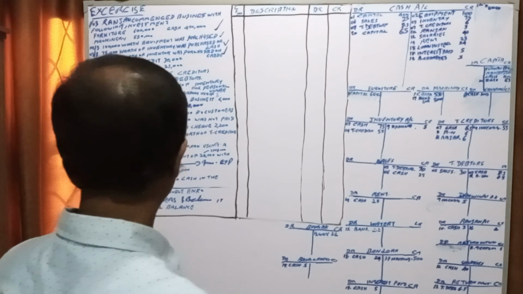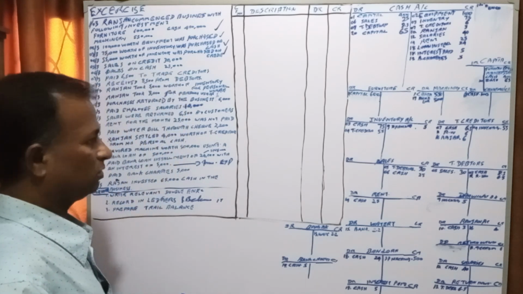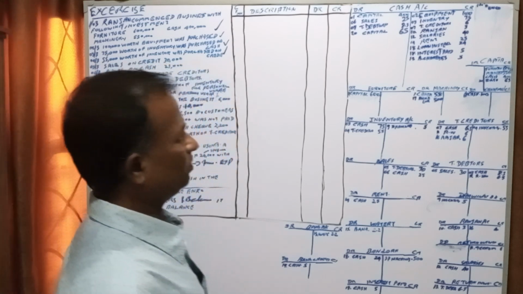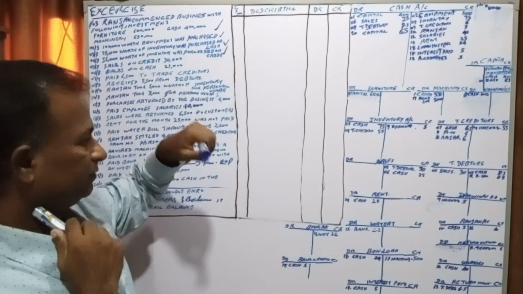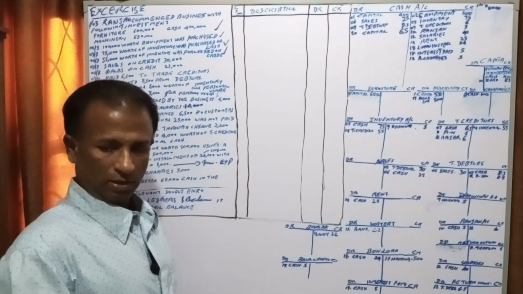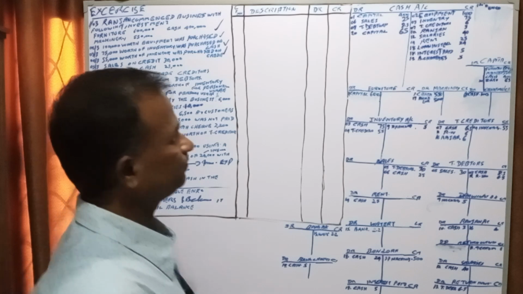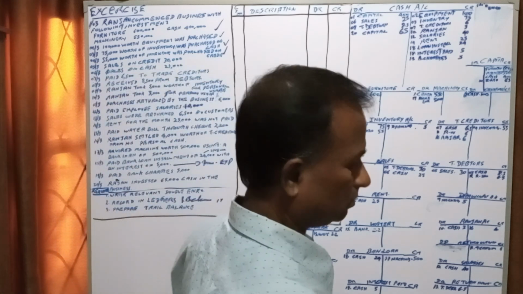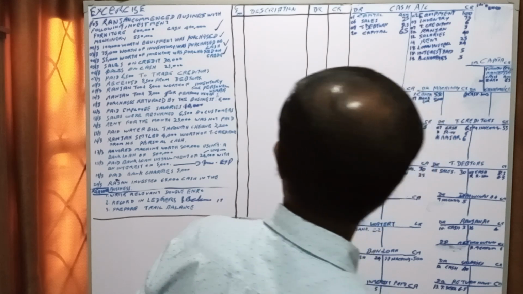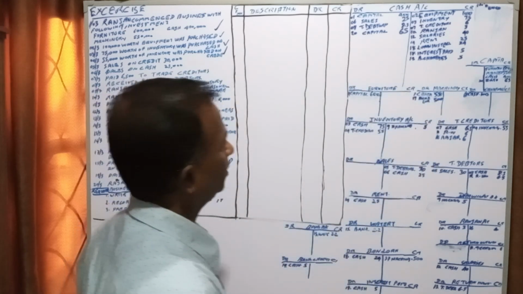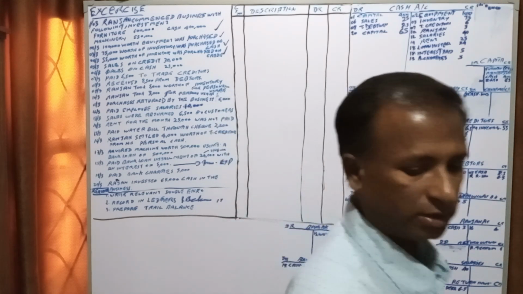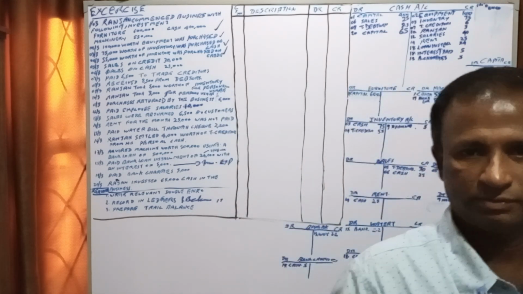Okay. Now we have completed all the double entries. Now we have to balance the ledgers. Each ledger has to be balanced, right? I need a calculator. Wait for a minute. I will come back with the calculator.